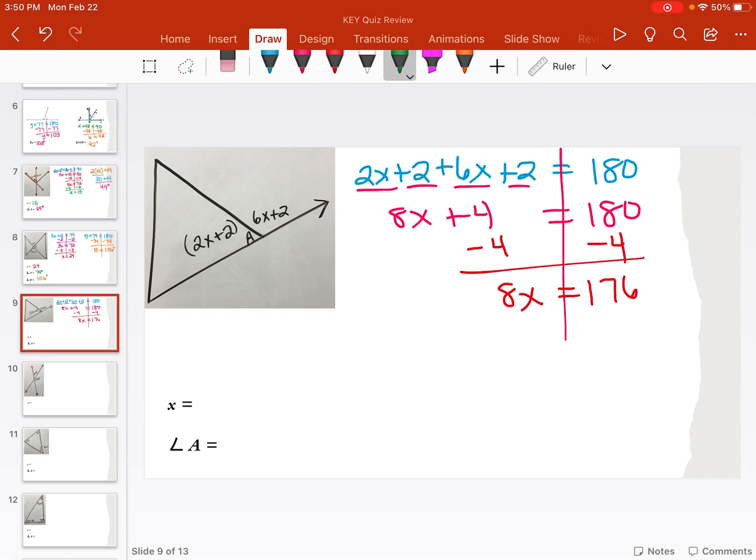And then I'm going to do divide by 8. So 176 divided by 8. I'm going to use my calculator for this one. X equals 22. So 22 for x.